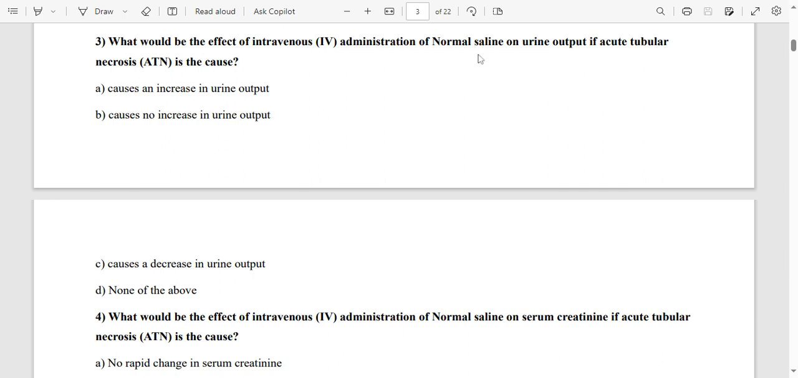So if you want to see the effect of administering normal saline on urine output, the problem is not more on the fluid. The problem is with the kidney itself because of the acute tubular necrosis. So even if you administer normal saline, there is not going to be any increase in urine output. So the best answer here would be B, because there is no increase in urine output.